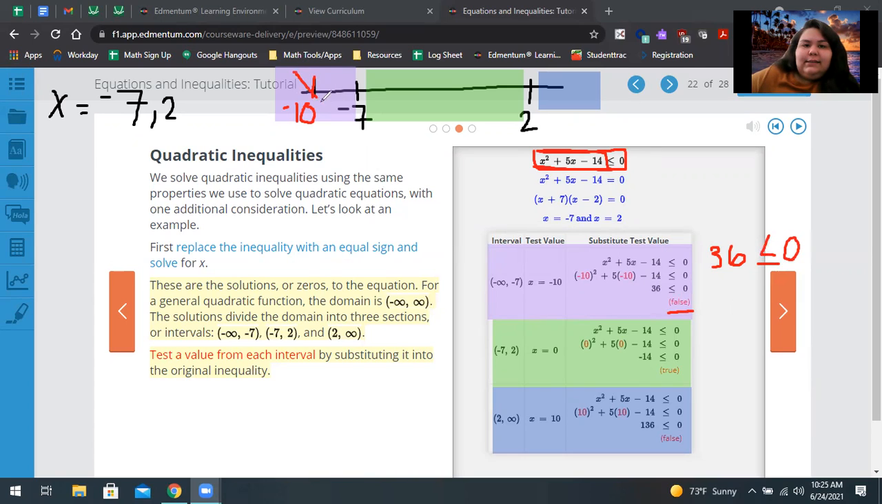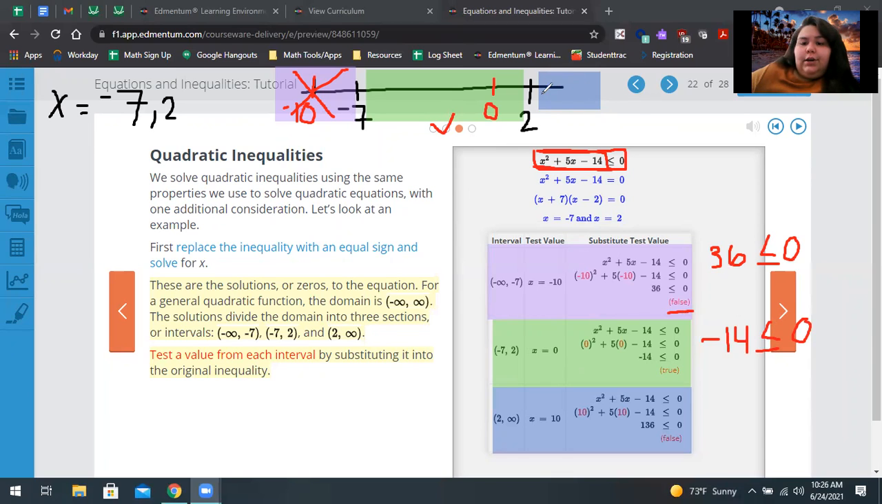So this didn't work. Now, in the green area, the number between -7 and 2, they decided to go with 0. Keep in mind, you don't have to use 0. Here, you didn't have to use -10. You can't use -7 because you'll end up getting a value of 0. The idea is choose any number in that area. So between -7 and 2 in that green area, 0 is the more comfortable one. We like 0. So when we plugged in 0, we got -14 is less than or equal to 0, which is true. So this inside here, it actually worked.